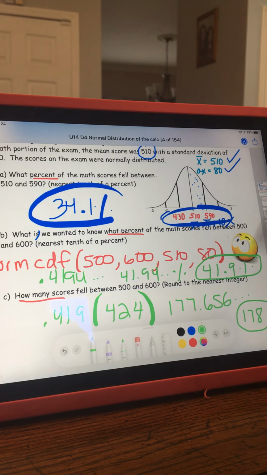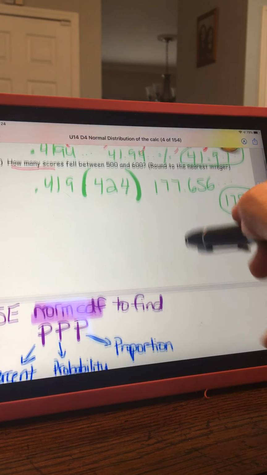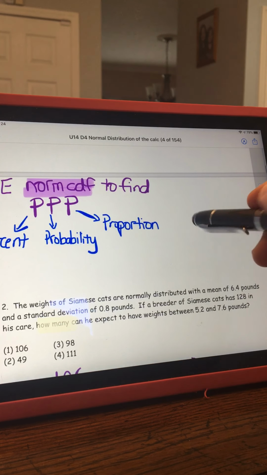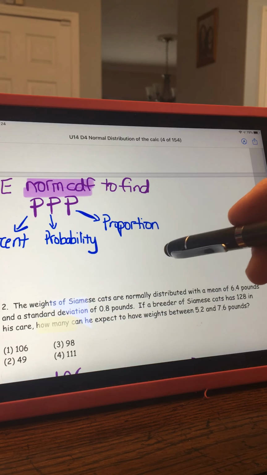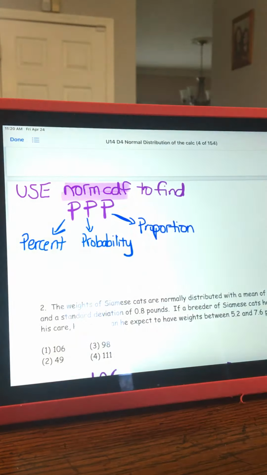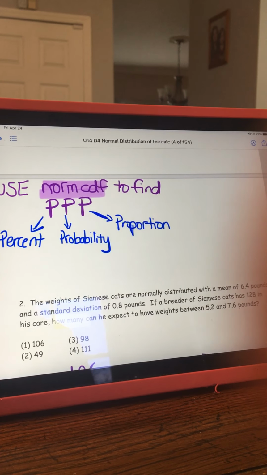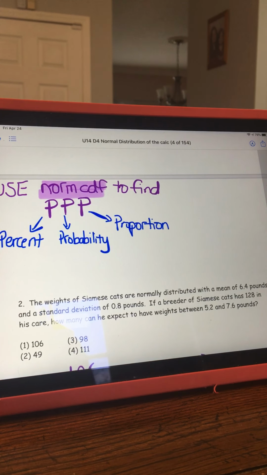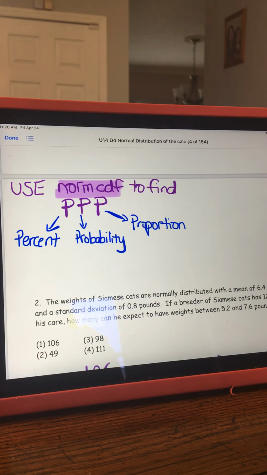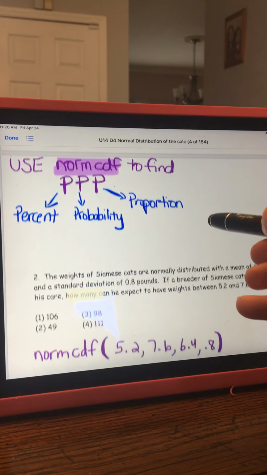Yeah, that's it. All right, so I think the rest of the questions are going to be all calculator. So look, this is what I would like you to really memorize for this as well. So when are we going to use this norm CDF, right? When are we going to use the norm CDF? All right, so we're going to use norm CDF anytime we want to find a percent, a probability, a proportion, a PPP, percent, probability, proportion. That's when we're going to use norm CDF. Okay, so let's go through all these questions.